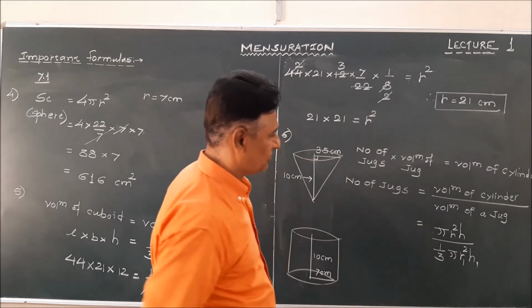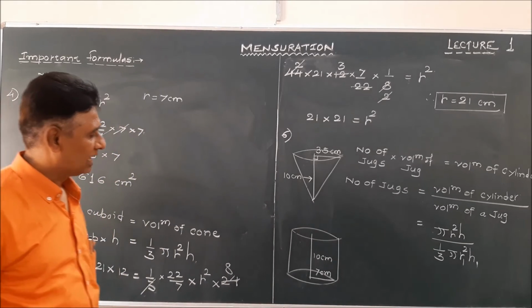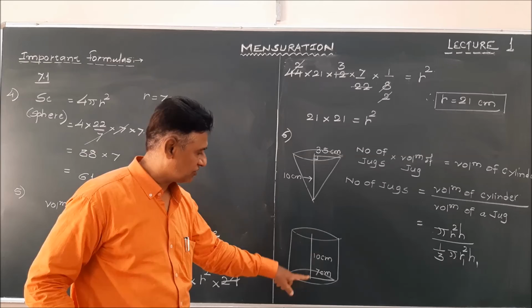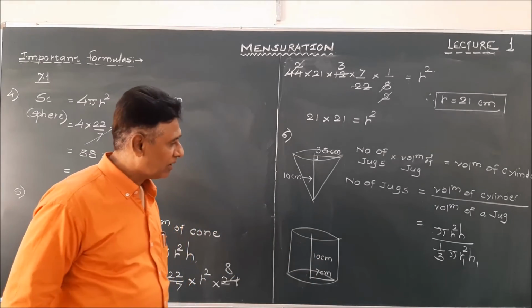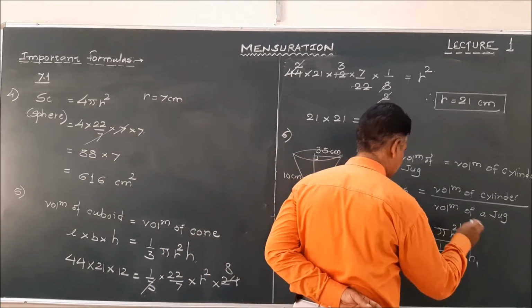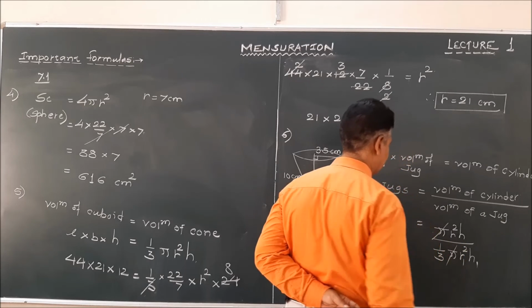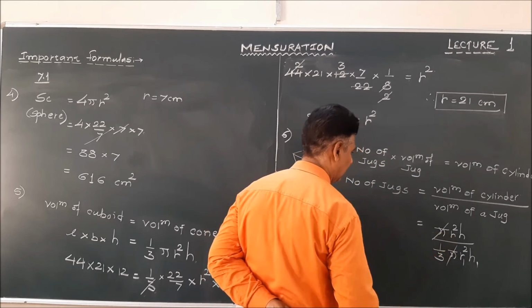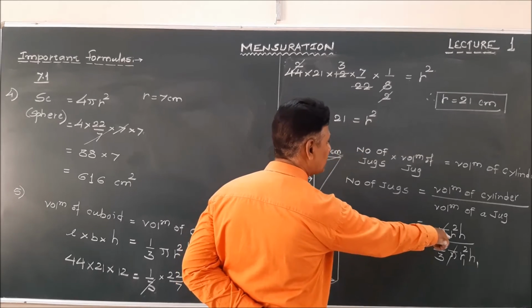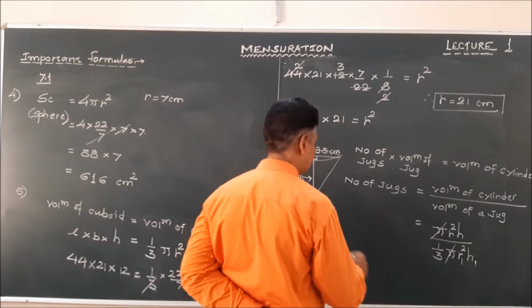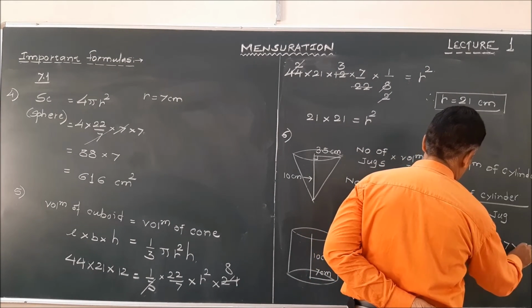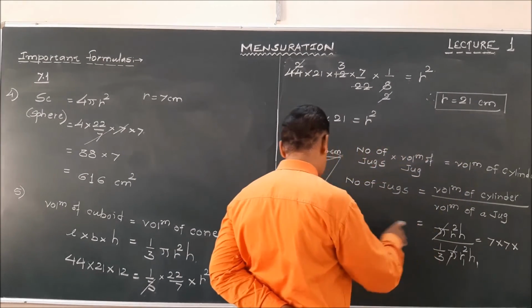Why I am taking this way? Because you all know that the dimensions are different. Radius of jug is different, radius of cylinder is different. Of course, you will find that this will be cancelled very clearly. Then this calculation I am going to carry forward. R square, but this R is for what? Cylinder, that is 7. So 7 into 7 into height is 10.